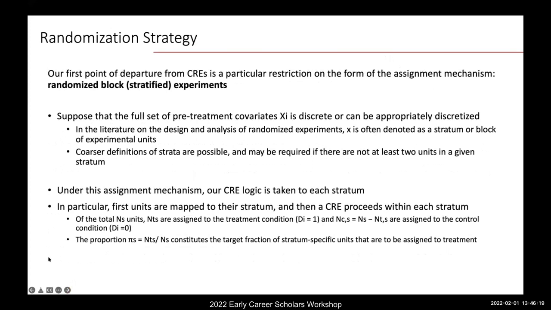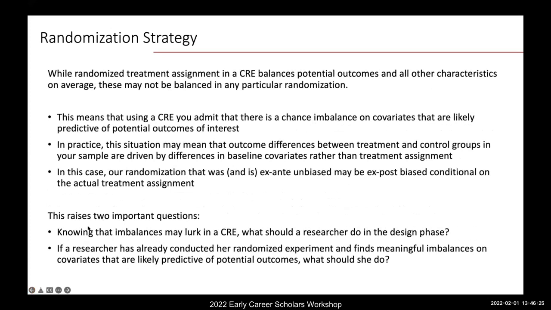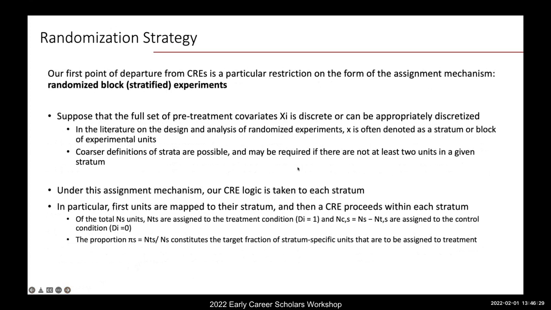So we're now going to depart from our completely randomized design to get at these two important questions of what we should do. Our first point of departure is a particular restriction on the form of the assignment mechanism. So that's going to be a randomized block, also called stratified, experiment.